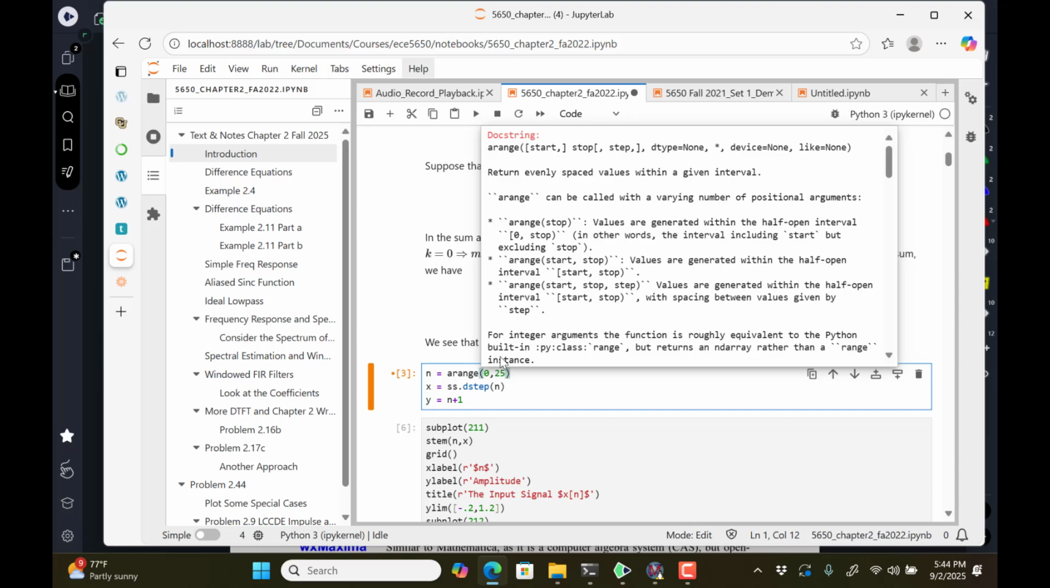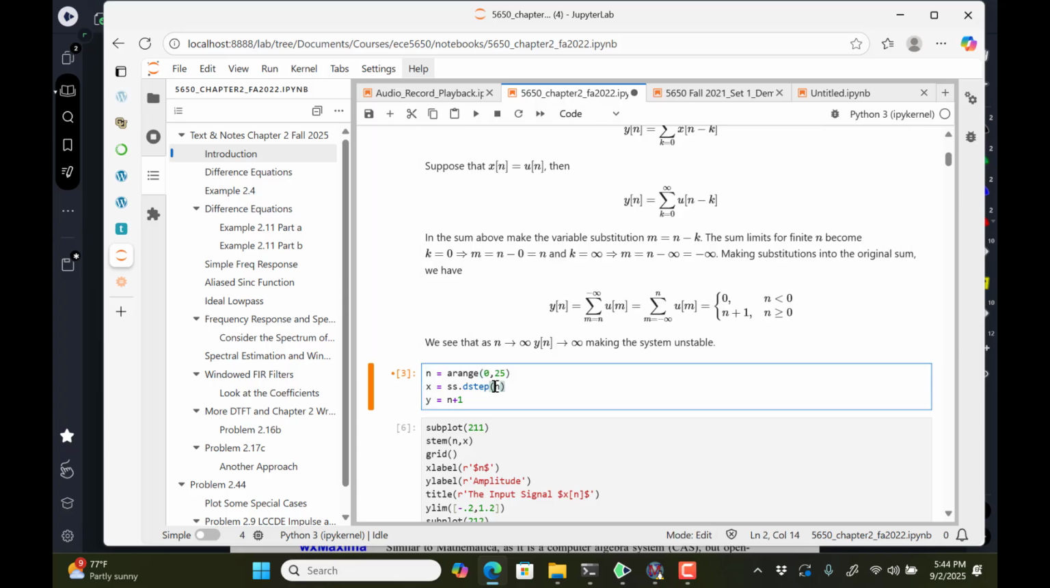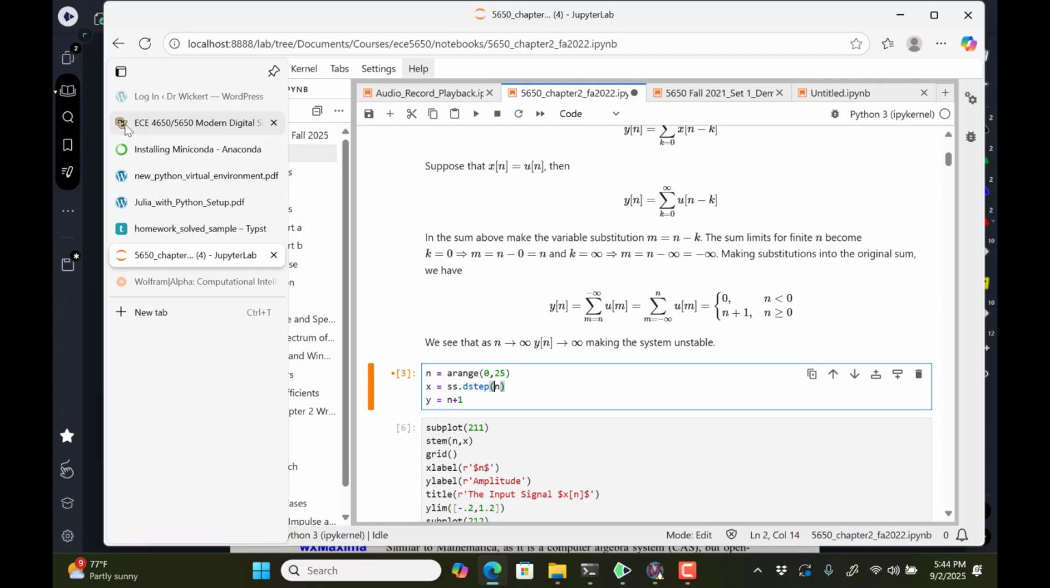There it is for arange. Arange is just a function to create a range of integers or floats into a NumPy array. I don't know why dstep is not working at the moment, but how do you save yourself from that?